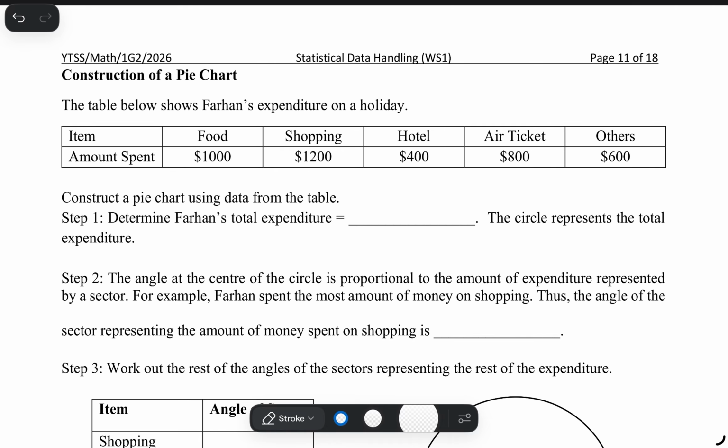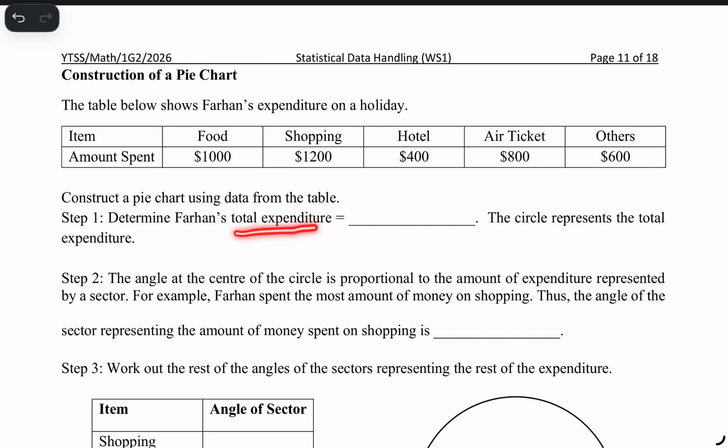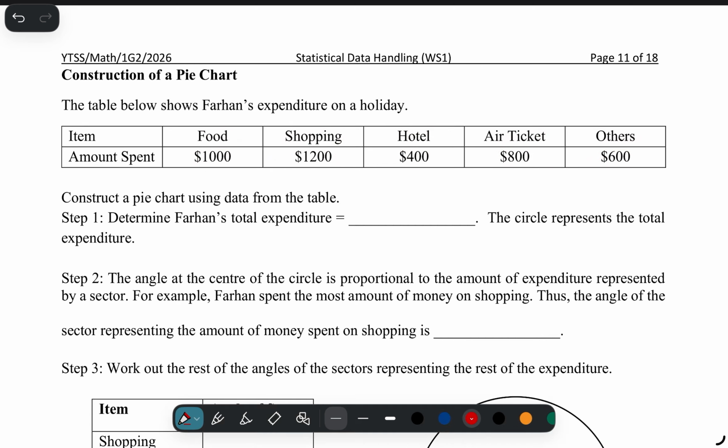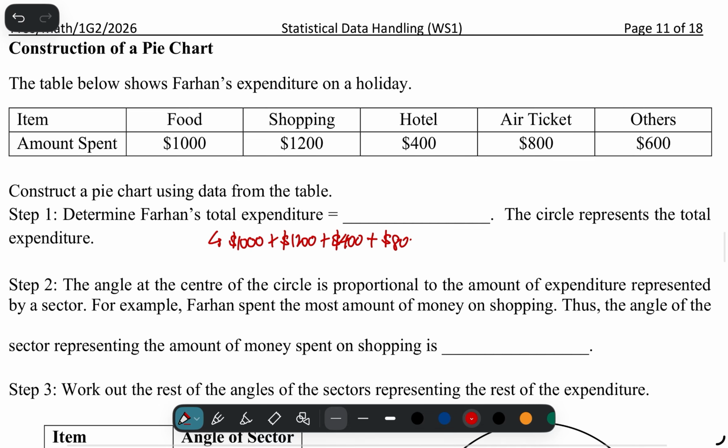Okay, so this table shows us Farhan's expenditure on the holiday. We have all these different numbers over here. This is how much he spent. So first, we must find out the total expenditure of Farhan. How do I find the total expenditure? I must add all the amounts spent. Add up everything together. So let's calculate that: $1,000 plus $1,200 plus $400 plus $800 plus $600. If you add up everything, you should get $4,000, and this is the total expenditure of Farhan.